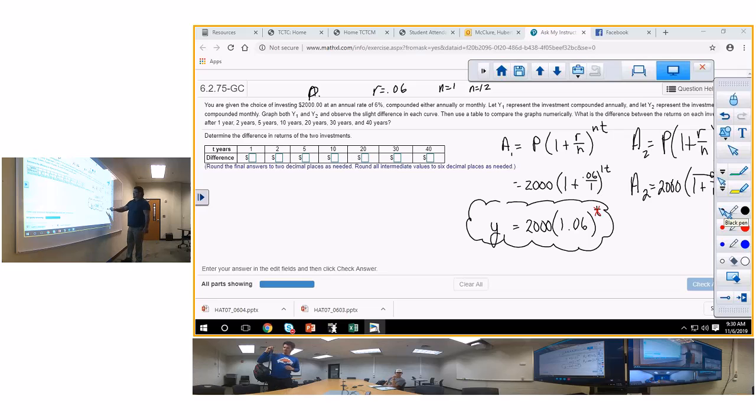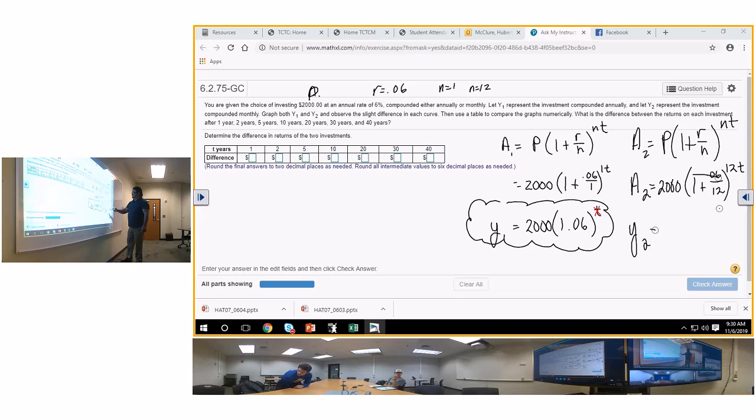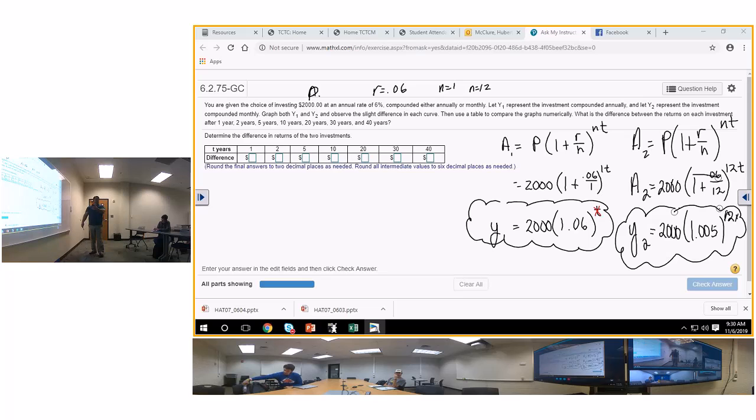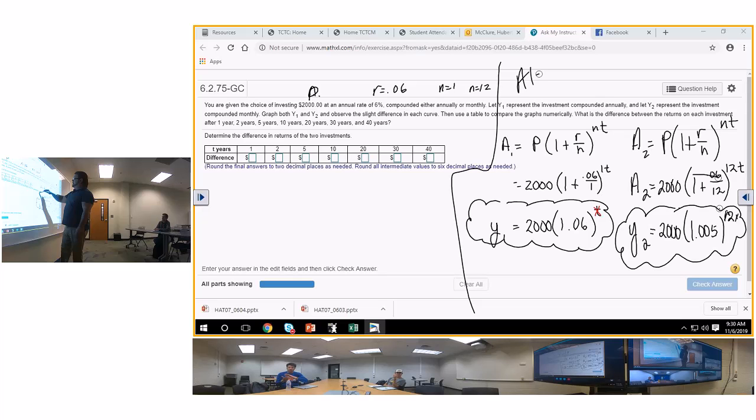And now A sub 2, which is going to be your y sub 2, is equal to 2,000 times 1.005, I think. Somebody check me. The 12x. And that's your second choice. Yeah, it is. Okay? Now, the reason I'm making this a test question is this is really a calculator question. That's all the algebra you need to do. You're done with the algebra. That's it.